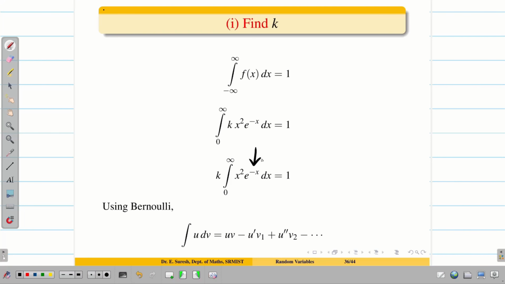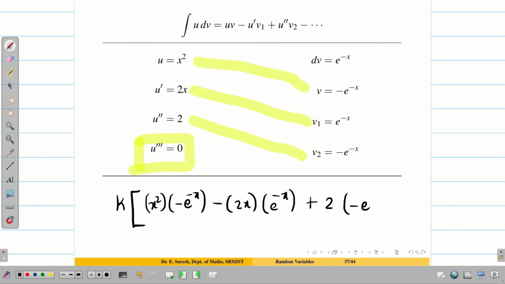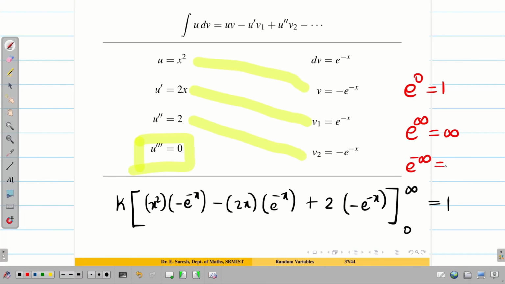Now using Bernoulli's formula, I am going to find the value of k. K into uv, that is x square into minus e power minus x, minus 2x into e power minus x, plus 2 into minus e power minus x, limit 0 to infinity, that is equal to 1. And we know the basic result, e power 0 is 1, e power infinity is infinity. So obviously e power minus infinity is 1 by e power infinity, that is 1 by infinity, so it is going to be 0.